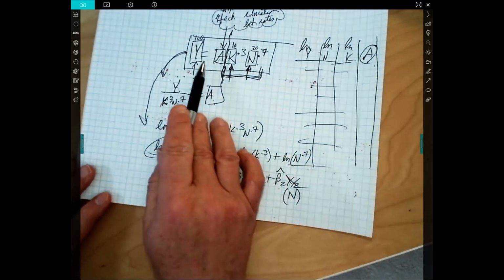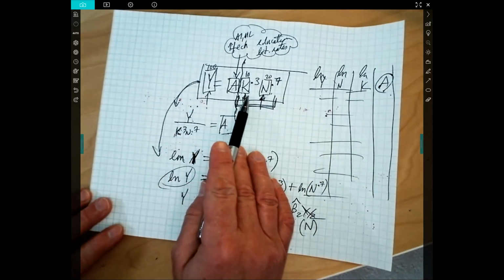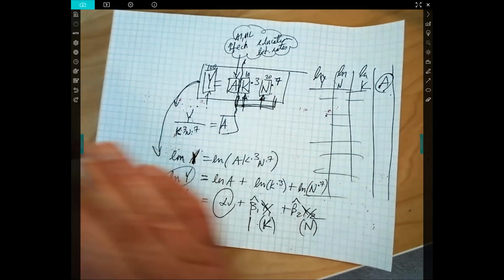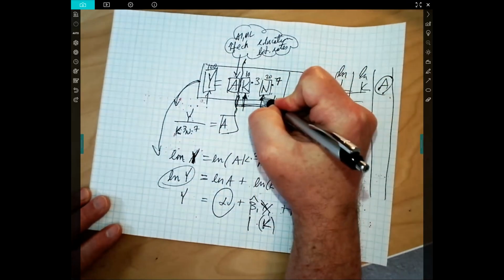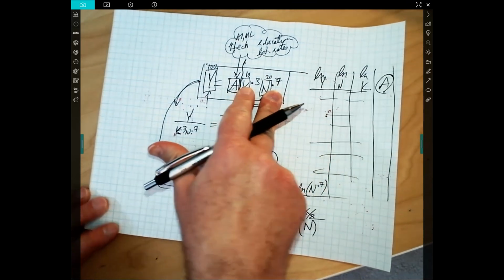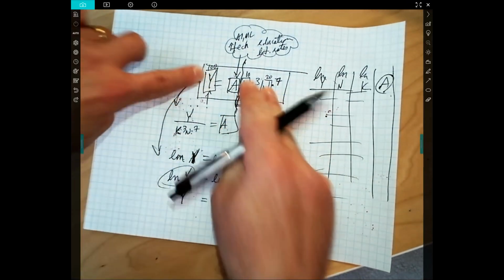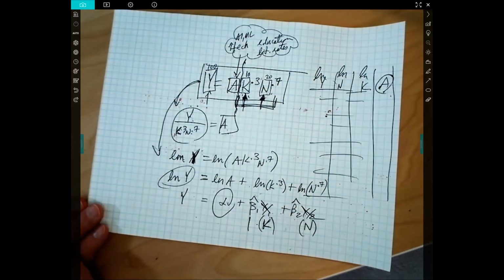if this is our equation, y equals A times k to the 0.3, n to the 0.7, right? To go back and talk about that. So if we know k and n, we have data for that. We have data for y. We can figure out A. It's just this. Okay.